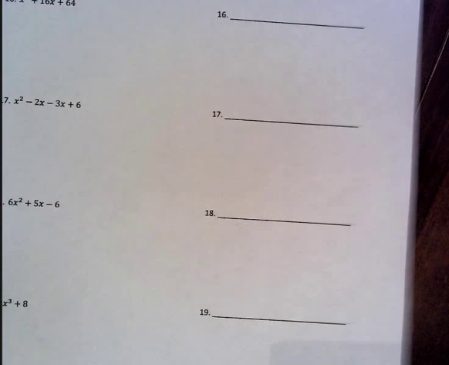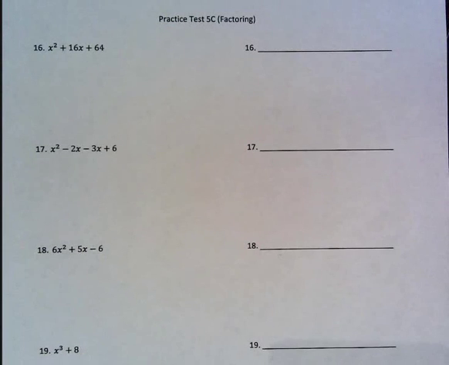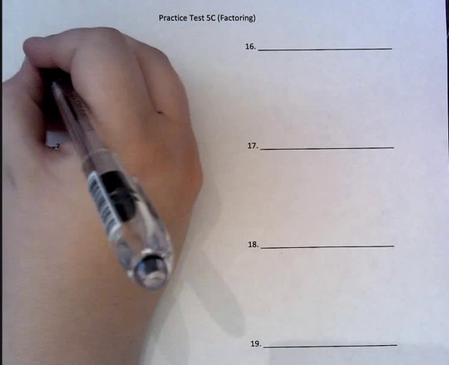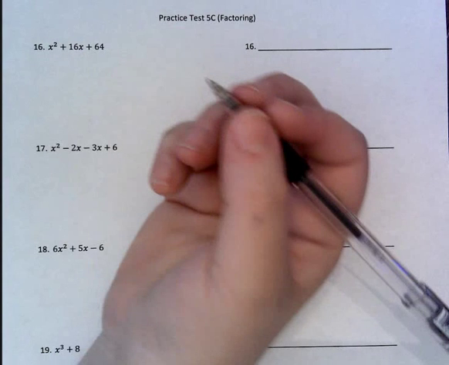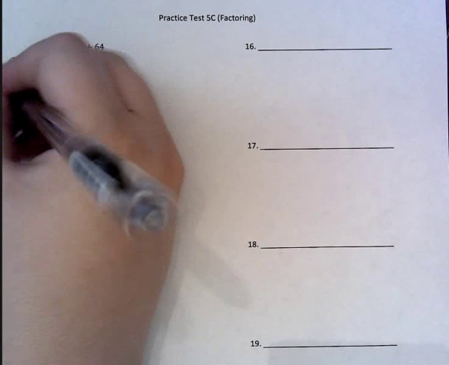Moving on to the last page of the practice test. So on number 16, I have to first see what can I pull out of there. What is my greatest common factor? There is no greatest common factor, so I'm going to identify my number of terms. I have 3 terms, so it's my AC method.